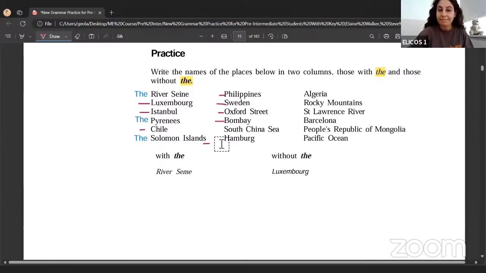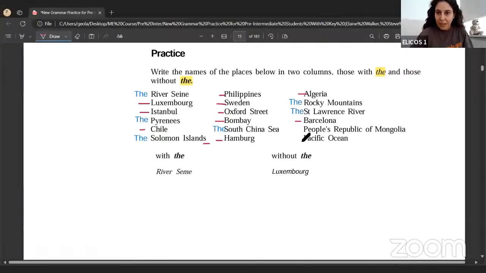Bombay? No, it's a city. South China Sea? Yes, it's a sea. Good. Hamburg? No. Country, I think. Algeria? No. Rocky Mountains? Yes, the Rocky Mountains. St. Lawrence River? Yeah, the. Barcelona? No. People's Republic of Mongolia? Yes, the People's Republic.